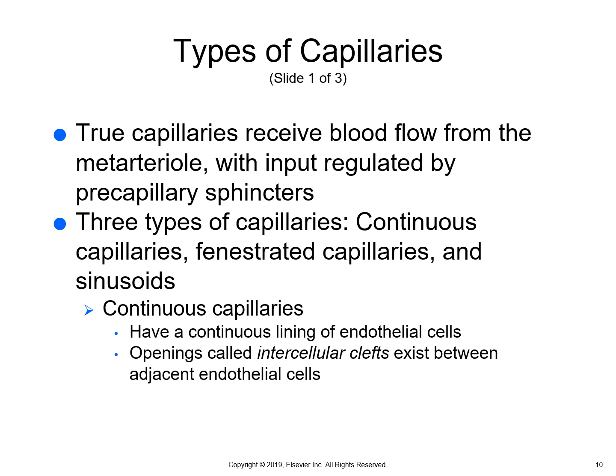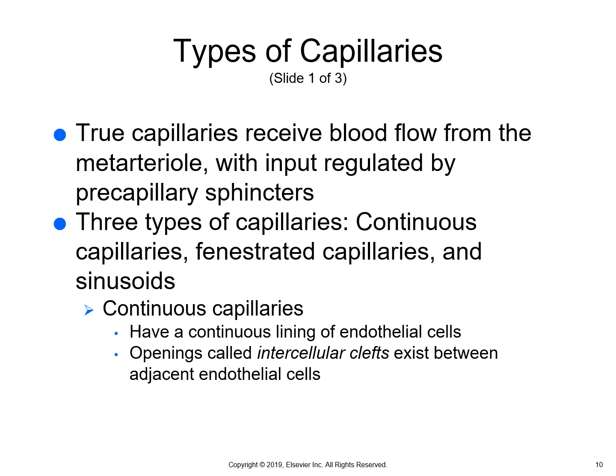And we also have these sinusoids or discontinuous capillaries, and those capillaries have large gaps between the cells, and they allow bigger molecules like proteins to pass through. And those types are found in the spleen, the liver, and also in the bone marrow.